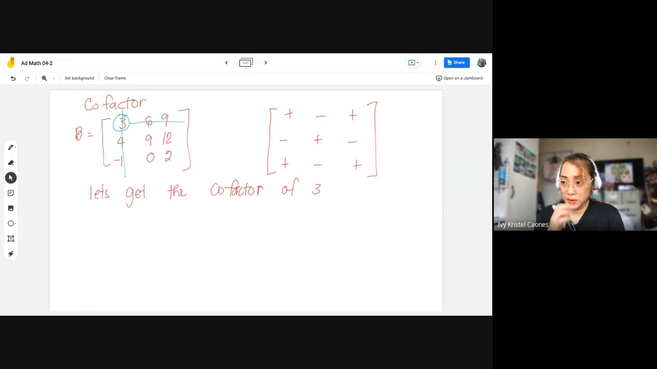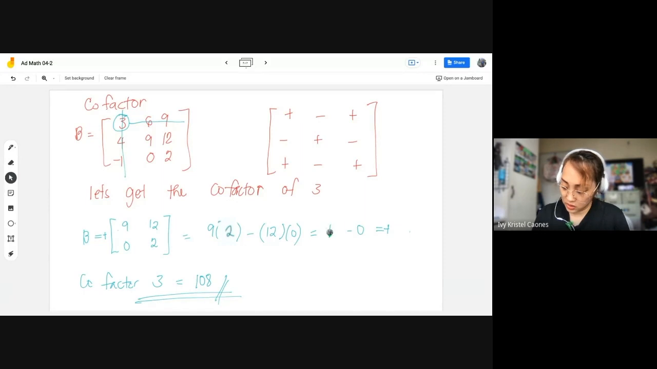It will now be B equal to 3, the cofactor will be positive, with 9, 12, 0. That will be 9 times 2 minus 12 times 0, which is 18, positive 18. So the cofactor is 18.